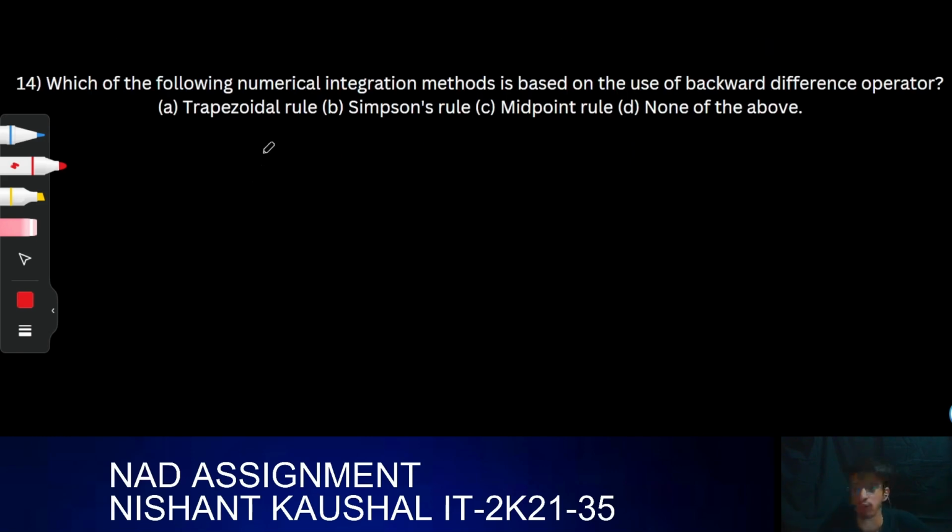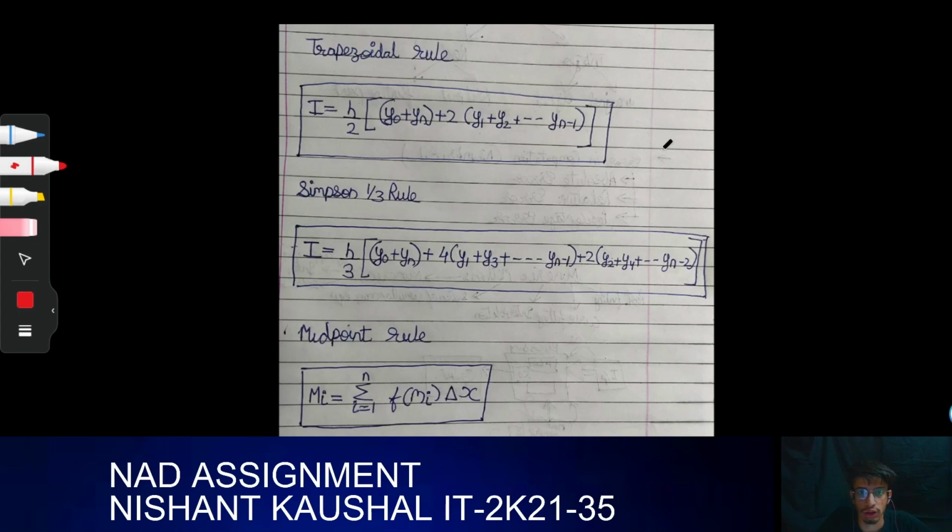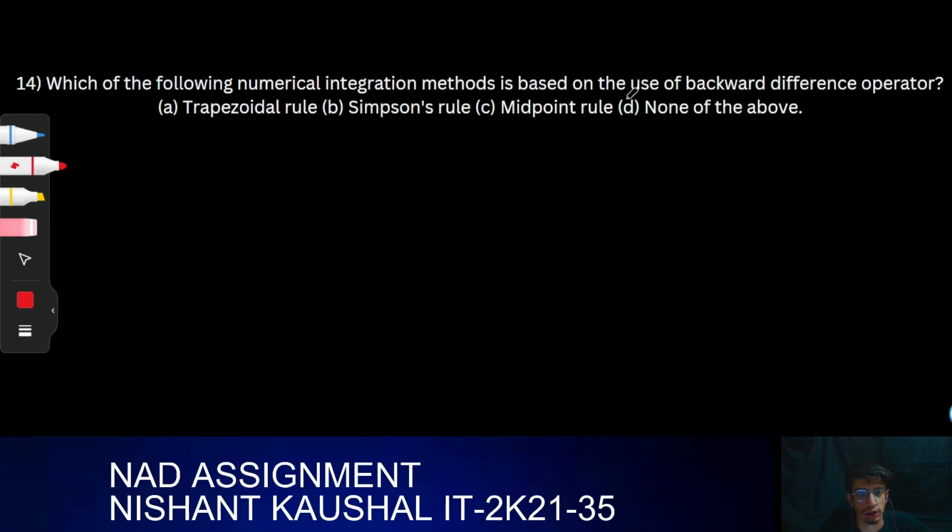Let us proceed to question number 14. Which of the following numerical integration method is based on the use of backward difference operator? Trapezoidal, Simpson, or midpoint rule, or none of the above? So let us see the formulas for each option. In trapezoidal rule, we are not using backward difference operator. So trapezoidal rule cannot be answered. In Simpson one-third rule, we are also not using the backward difference operator, so it can't be answered. And in the midpoint rule, we are also not using the backward difference operator, so it also cannot be the answer. So answer will be D, none of the above.